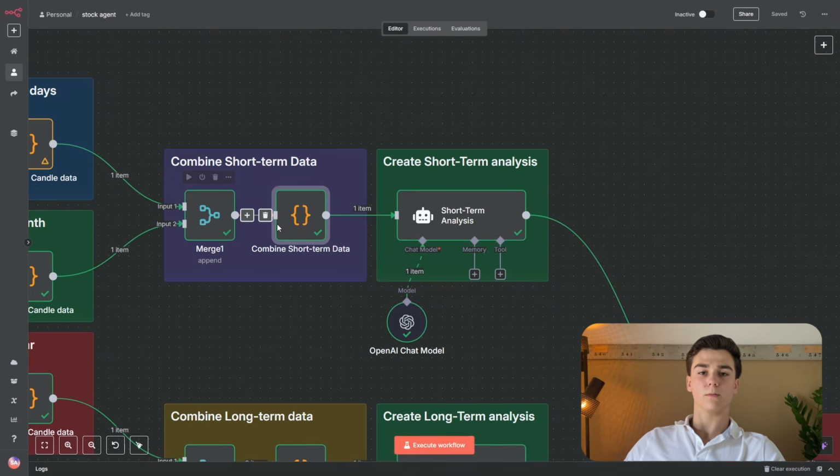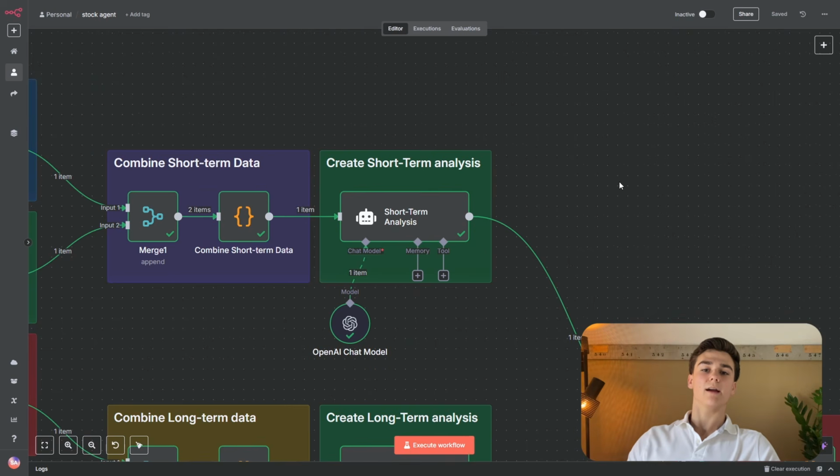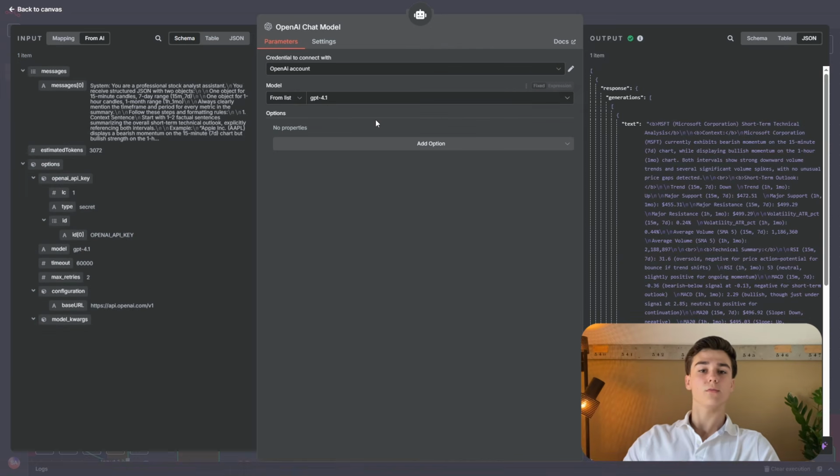The data will be the input from our merge node. So now that we have calculated all of the indicators and named all of the data as short-term data, we will now actually create the short-term analysis. We will do this with the AI agent, and we will first connect our OpenAI model. This OpenAI model will be GPT 4.1.